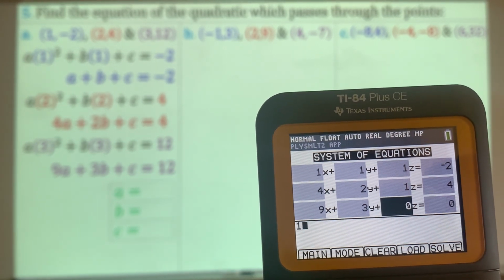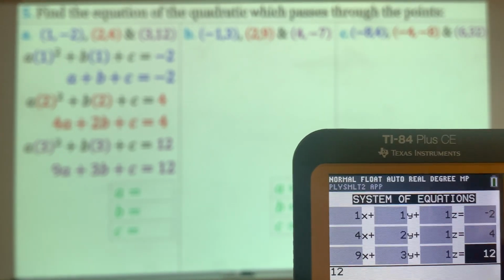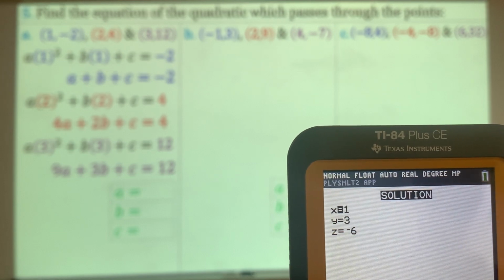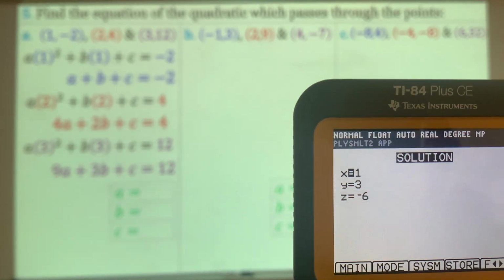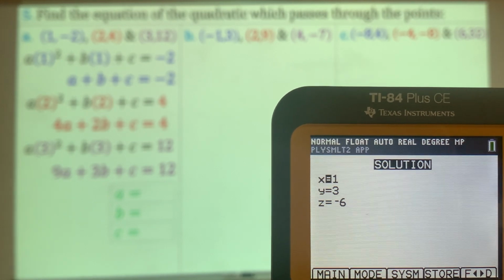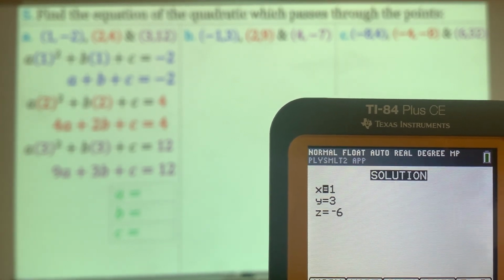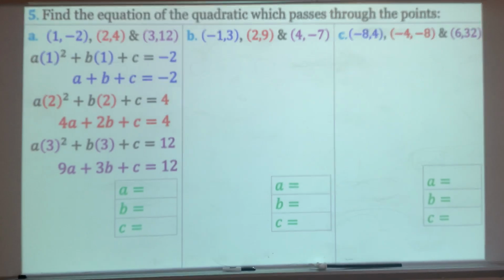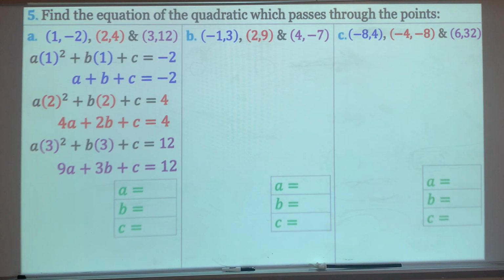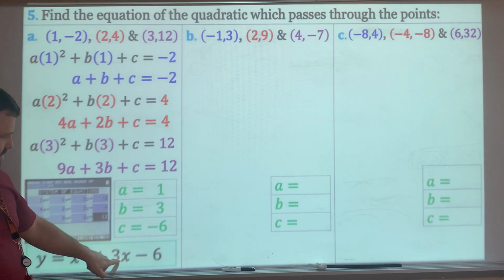My third one is 9, 3, 1, and 12. All right, and then I hit solve. I get 1, 3, -6 as my A, B, and C. So I got x squared plus 3x minus 6.